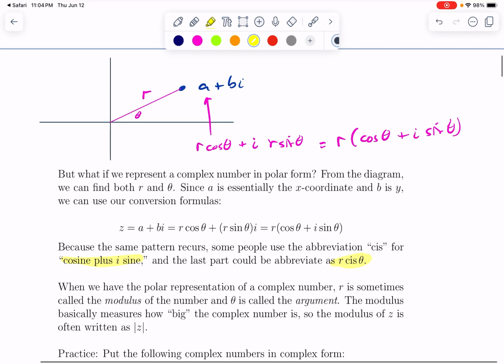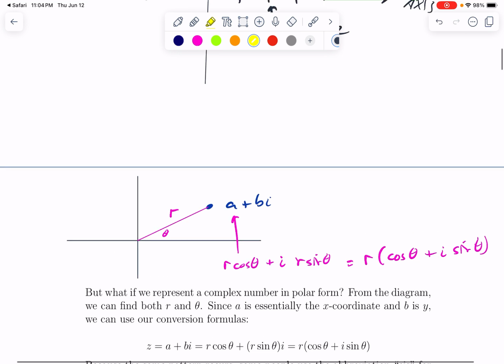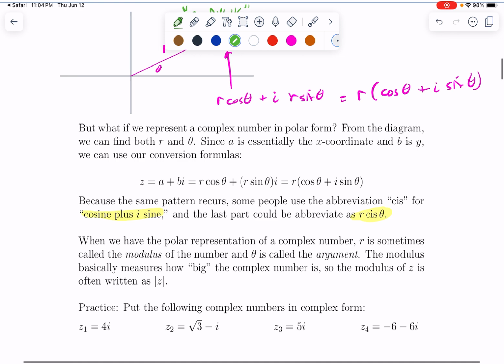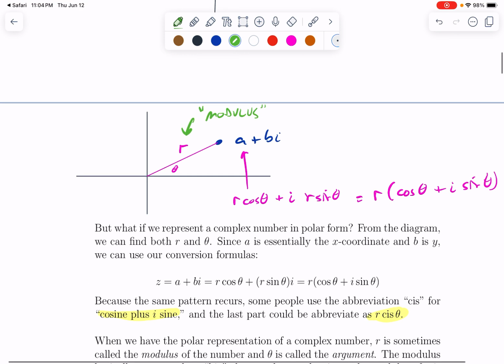In terms of vocabulary, in the context of a complex number, r is usually called the modulus. And it basically measures how big a complex number is. So sometimes we write it like absolute value. And this angle is called the argument.